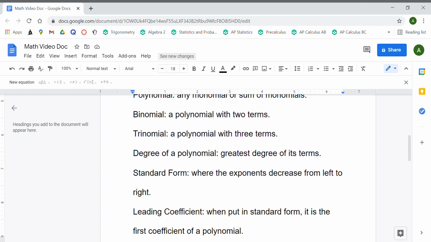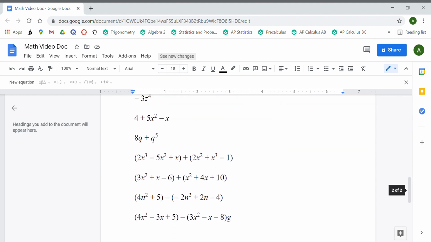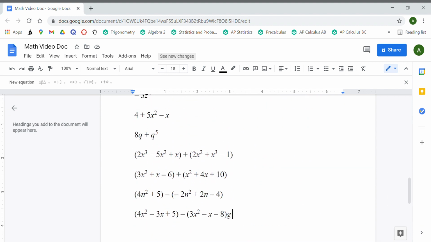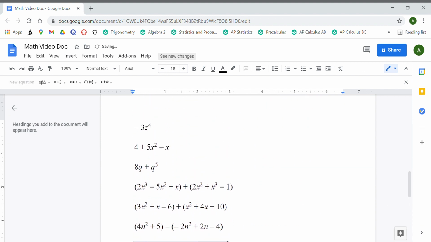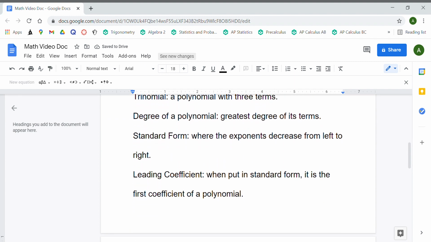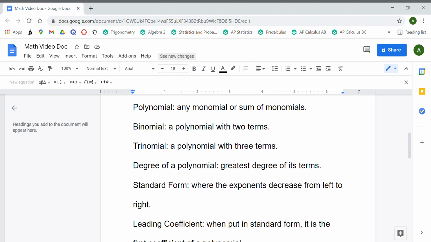Alright, now you got a ton of vocab here as we move into the next section. Okay, so polynomials. That's any monomial or sum of monomials. So all this stuff right here we're looking at is polynomials. And we're going to be looking at all polynomials throughout this entire unit, okay? To get used to me saying polynomials. Alright?